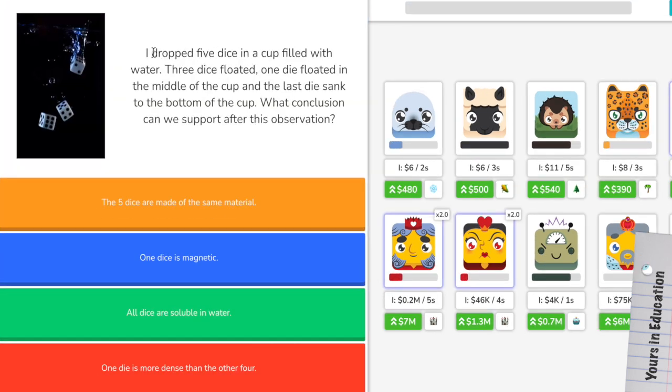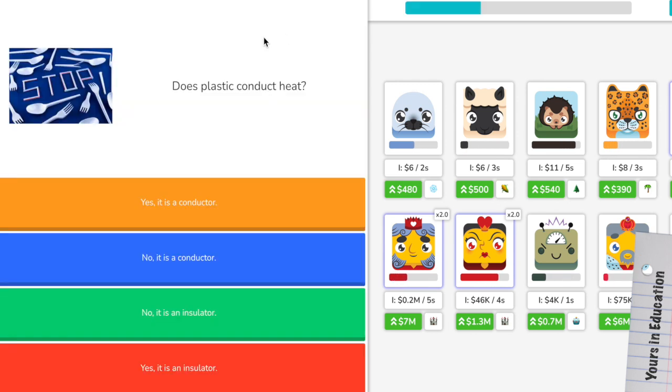Okay, skip. I dropped 5 dice in a cup filled with water. 3 dice floated. 1 die, which is the singular of dice, floated in the middle of the cup, and the last die sank to the bottom of the cup. What conclusion can we support after this observation? The 5 dice are the same material? No, because some floated and some sank. 1 die is magnetic? No, there's no magnets here. All dice are soluble? No. 1 die is more dense than the other one? Yes, the one that sank, for sure.